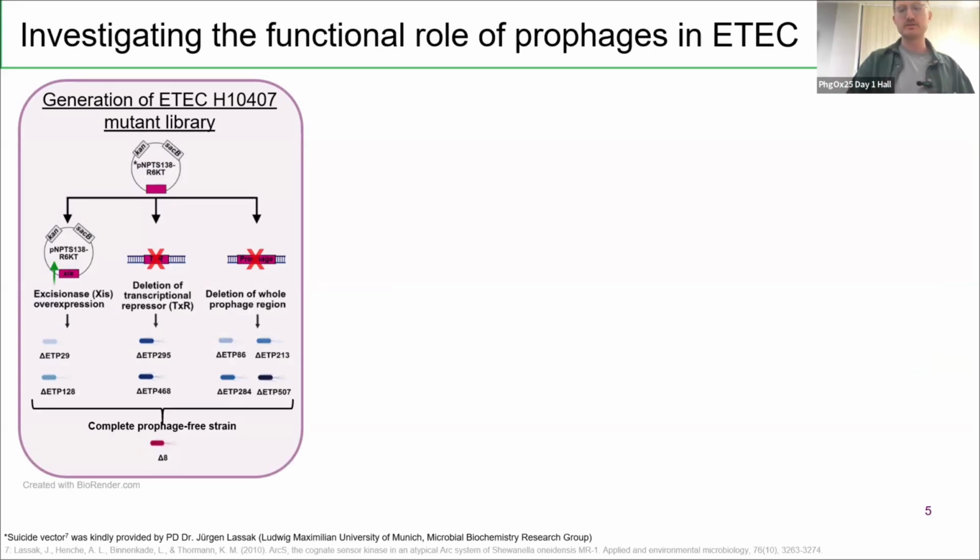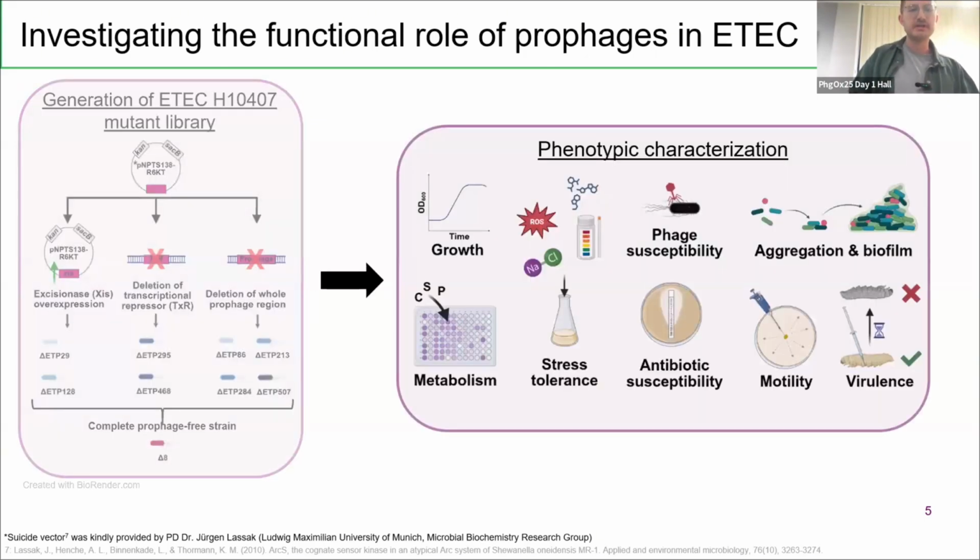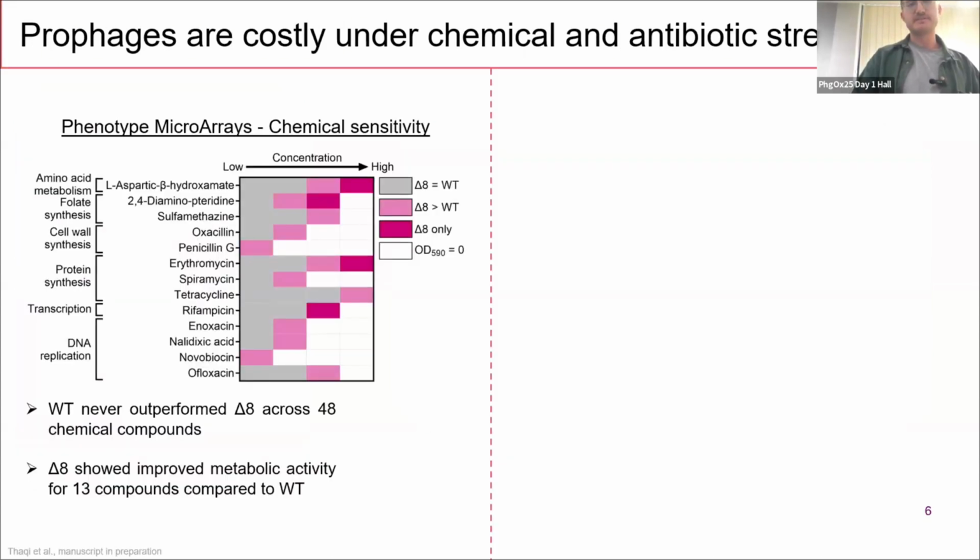And all of those mutant strains, so in total 8 single prophage deletion mutants and the one which lacks all prophages together with the wild type, underwent then subsequently a variety of different phenotypic characterization assays aiming to cover a broad range of traits which are potentially influenced by the prophages. And in the following, I'll present some of the results now.